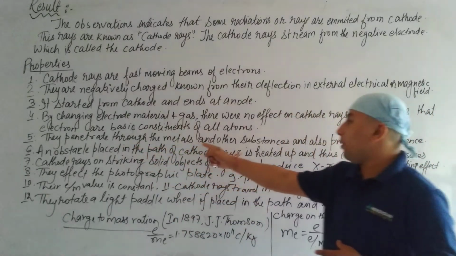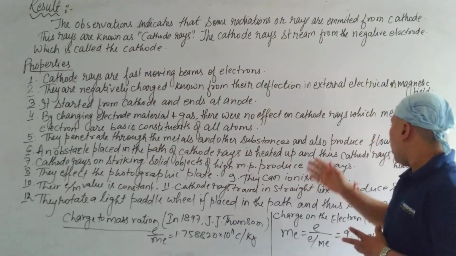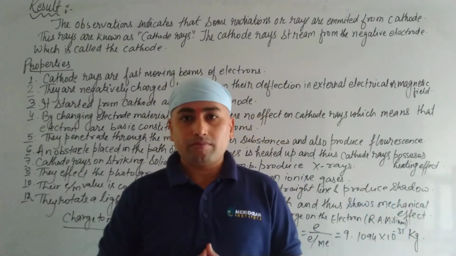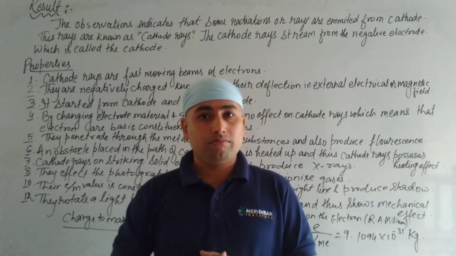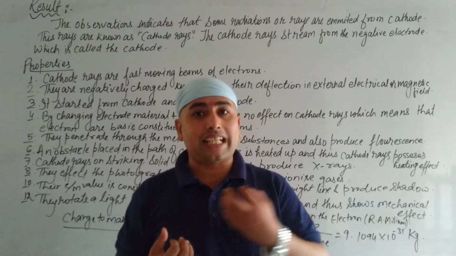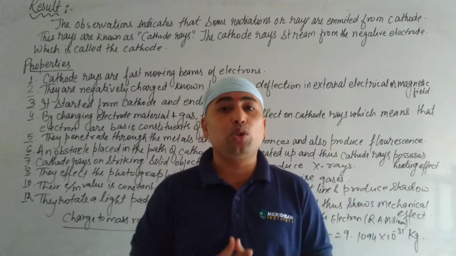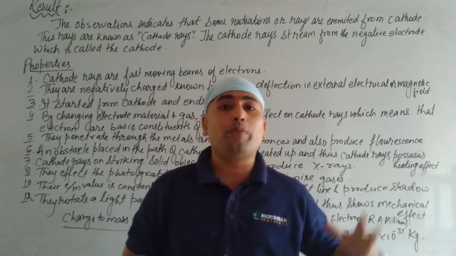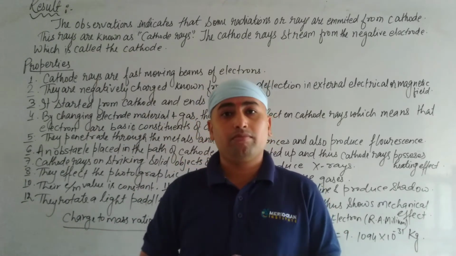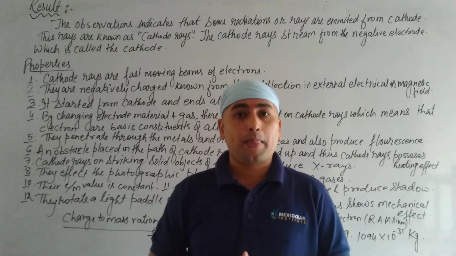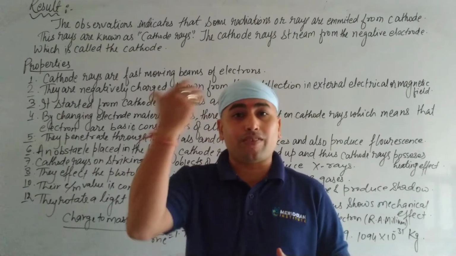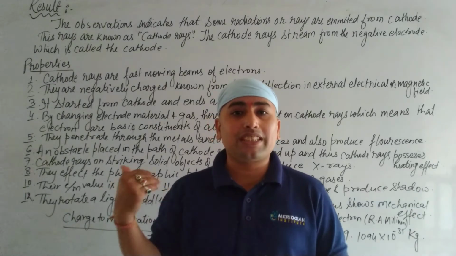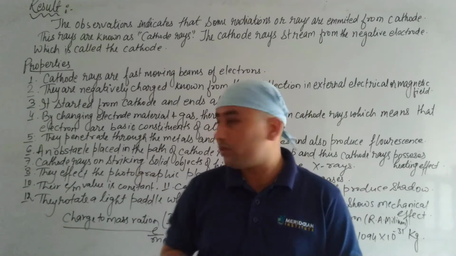They penetrate through the metals and other substances and also produce fluorescence. From the metal electrode, these rays have been seen sparking, and they produced a green glow. That was a fluorescence, obtained on the fluorescence screen, zinc sulfide. So when the metals were placed in front of the screen, this fluorescence was absorbed.